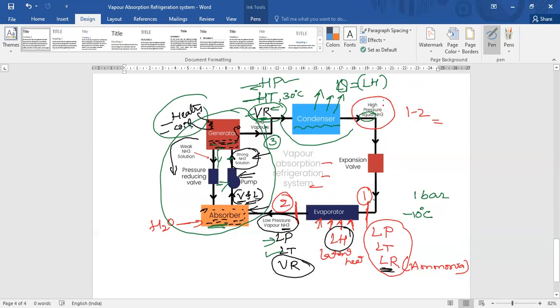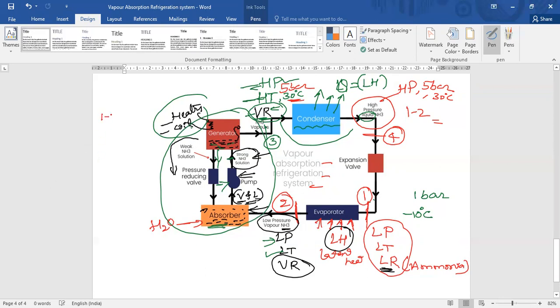And you observe the pressure. Pressure is also high pressure. For example, input is 5 bar and output is also 5 bar. And the temperature here is 30 degrees Celsius, and at the outlet is also 30 degrees Celsius. So during 3 to 4, it is a constant pressure and constant temperature process. Okay, let me write here.